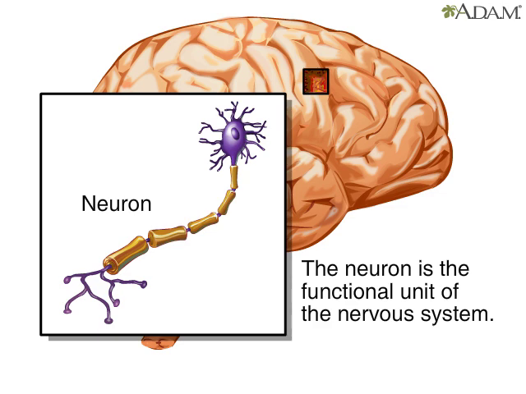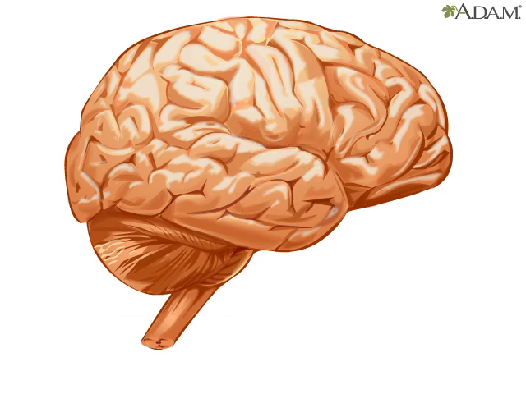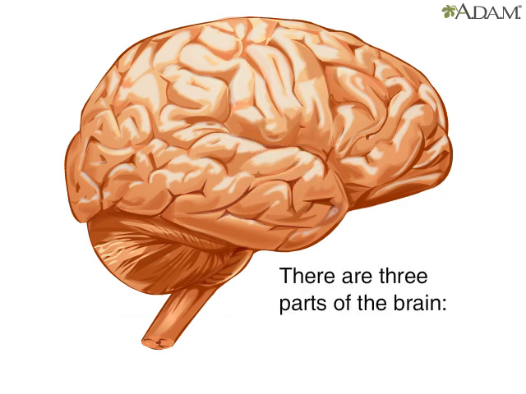A segment of the brain is expanded to display a neuron, which is a nerve cell with a cell body and fibers that carry messages from the brain to the body. They also give us the capacity to remember numerous pieces of information. There are three major components of the brain.